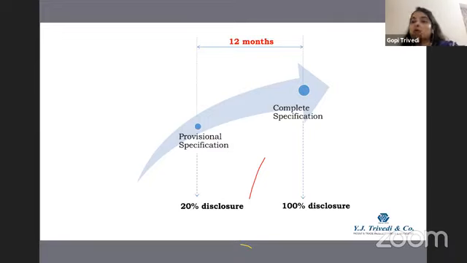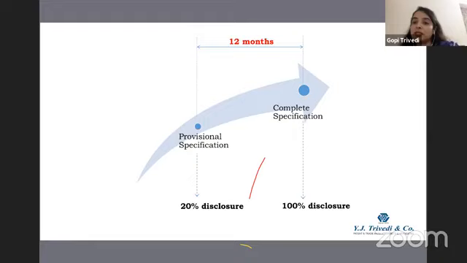I cannot refile it, or I cannot amend it. I can amend it a very, very little bit, a correction, but significant amendments are not possible. So this 12 months are very important. I repeat, we are going to file it within 12 months. Thereby, you can file it even the next day.